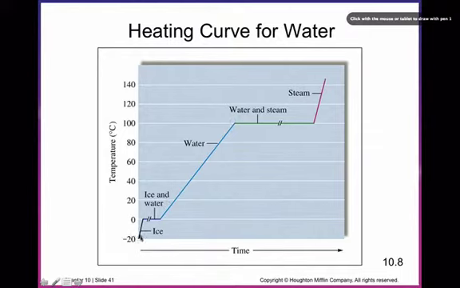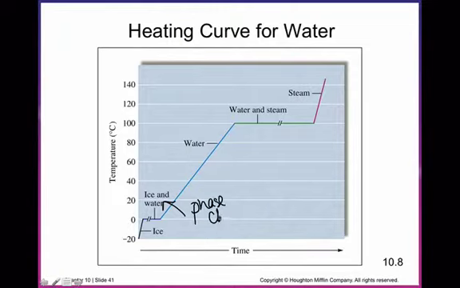The first thing you're going to do is just heat up the ice. So we have just ice right here. Then we have ice and water because it's going through a phase change. So right here it's going through a phase change.